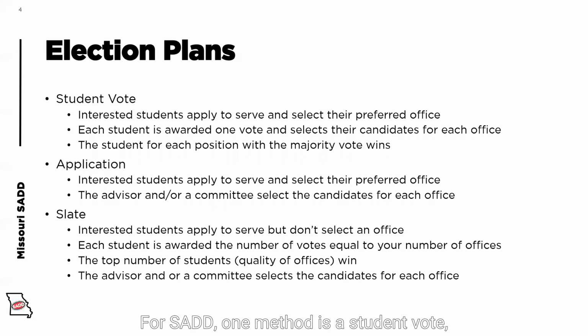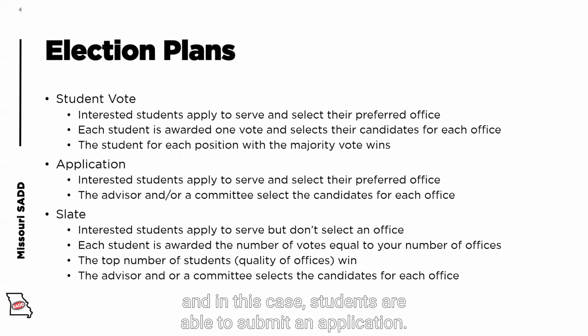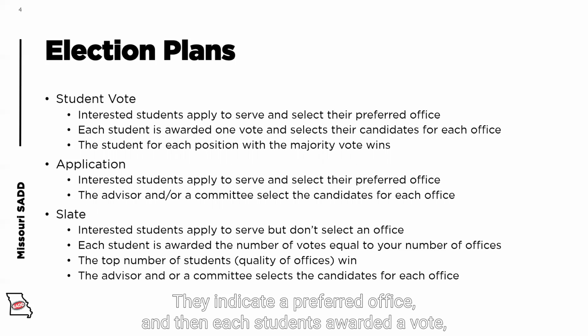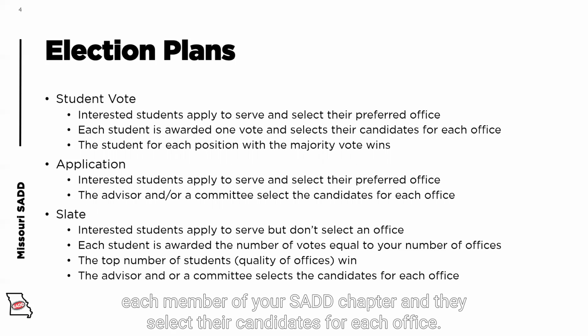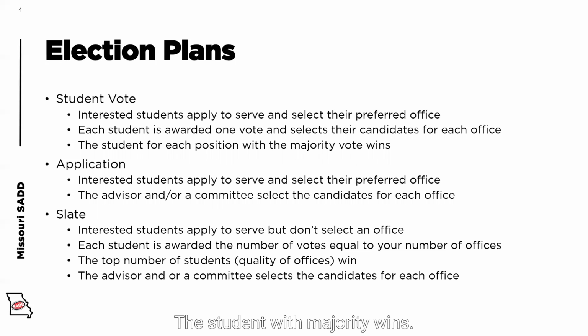One method is a student vote. In this case, students are able to submit an application. They indicate a preferred office, and then each member of your SADD chapter is awarded a vote, and they select their candidates for each office. The student with the majority wins. This is a simple, traditional election.